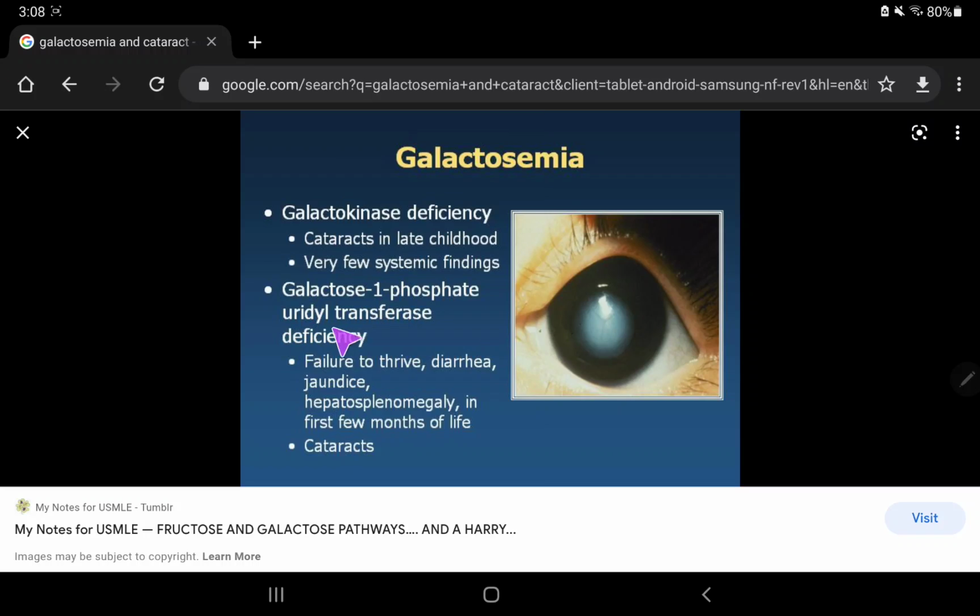It is galactose-1-phosphate uridyl transferase deficiency, which is the exact enzyme name. And then other symptoms can also persist, like failure to thrive, diarrhea, jaundice, hepatosplenomegaly, and cataract due to galactitol accumulation in the lens.